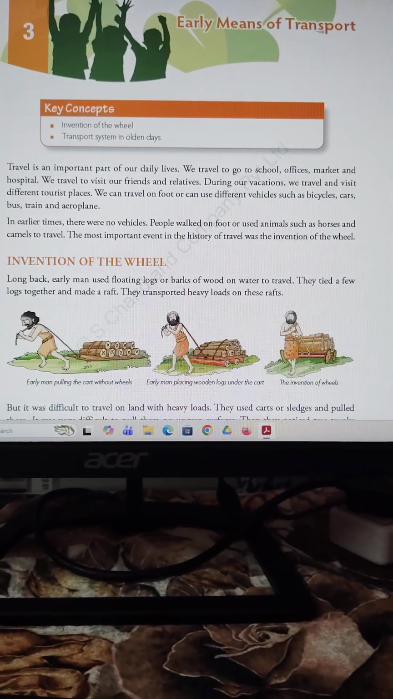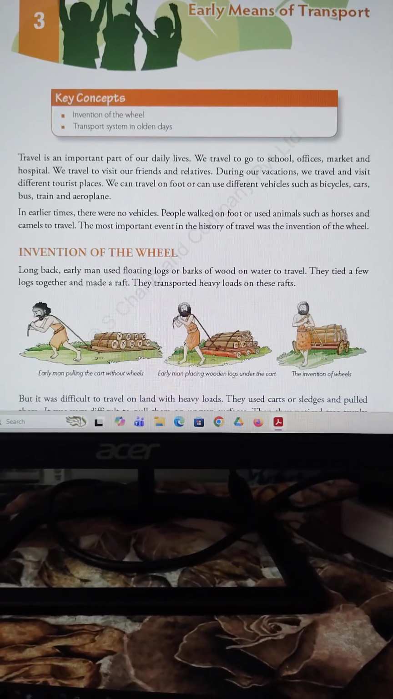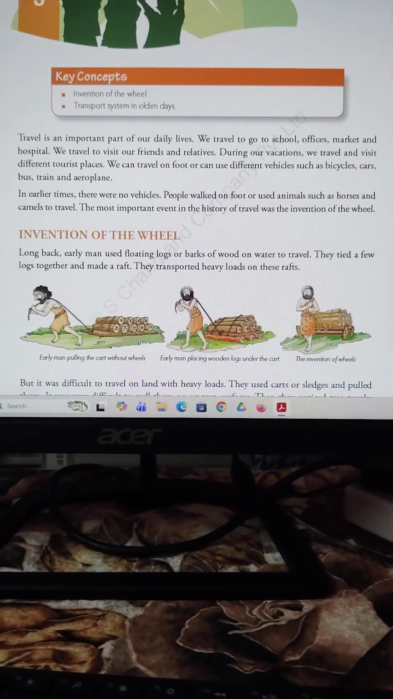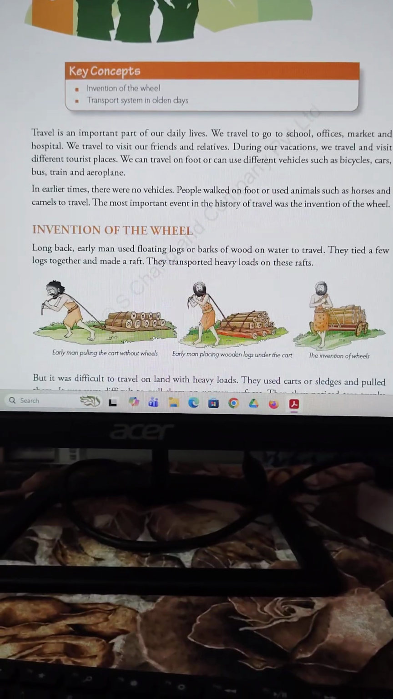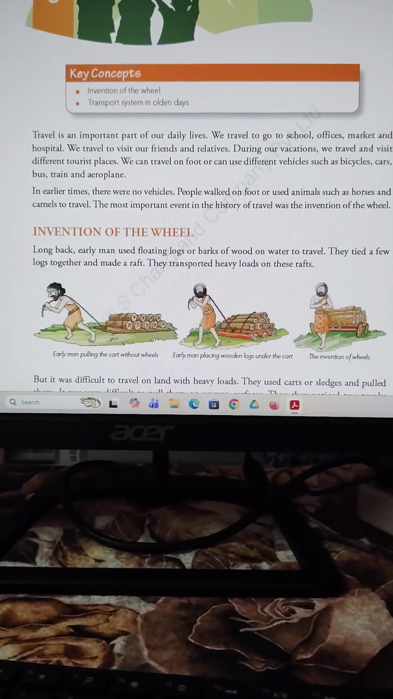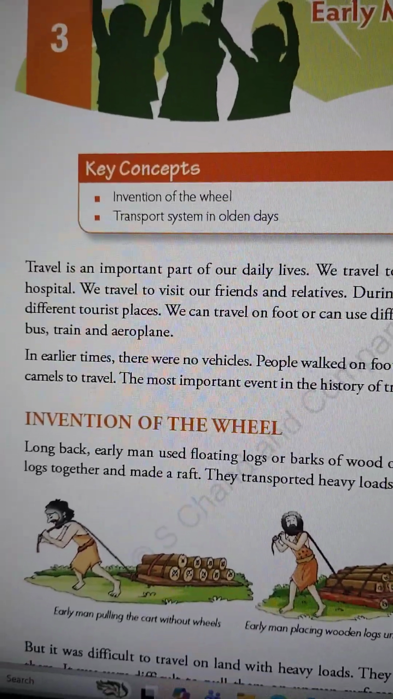Today we learn early means of transport, social studies class 3, CBSE board. Early means of transport, that is a key concept of the invention of the wheel and the transport system in olden days.